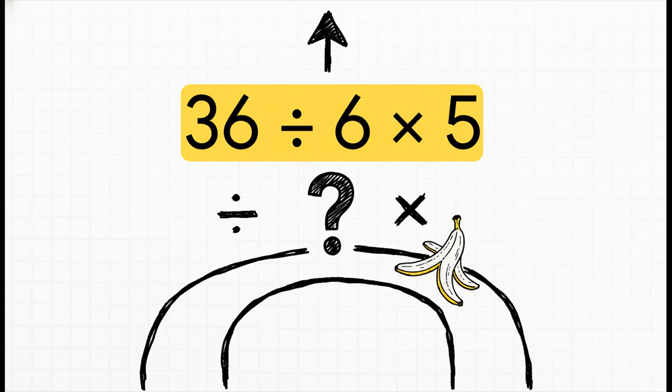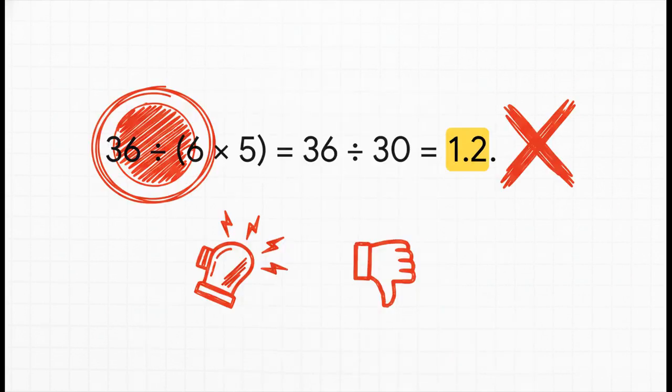Does the multiplication come first, or do you just work your way across? The order here is absolutely everything. A lot of people think the M in BEDMAS means you always have to multiply before you divide. If you do that here, you'd get 6 times 5, which is 30. Then 36 divided by 30 gives you 1.2. This is probably the most common mistake, and it's completely wrong.